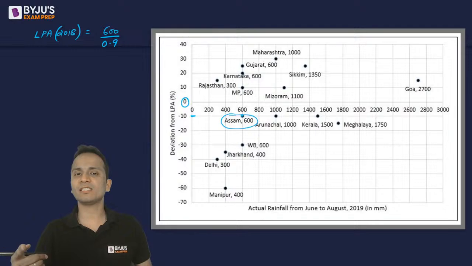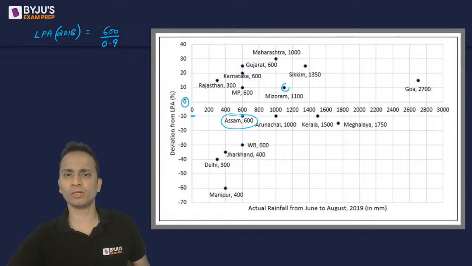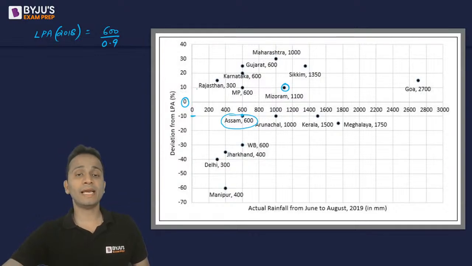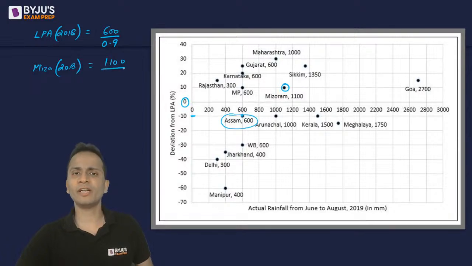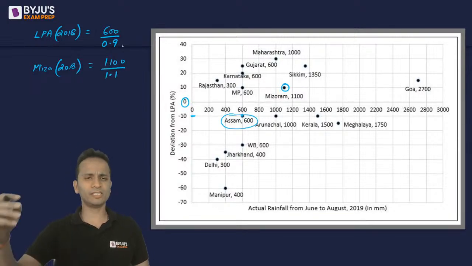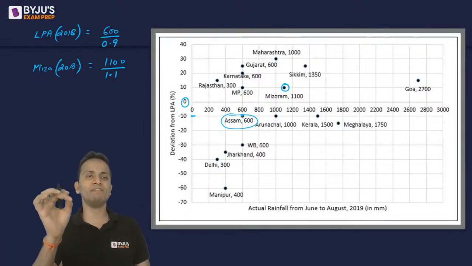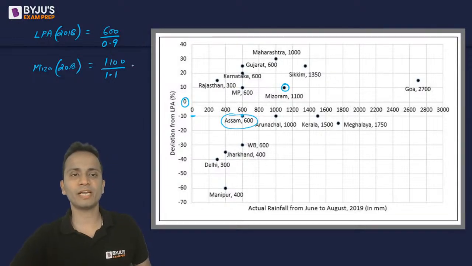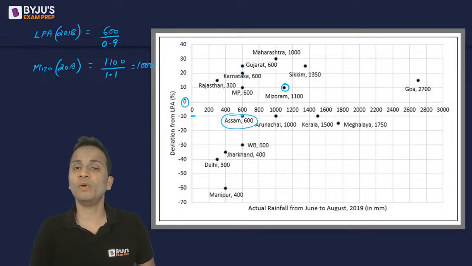Okay. Now let's look at one of the states which is above 0%. So look at Mizoram. For Mizoram, the deviation from LPA is 10%. So I can say that for Mizoram, the LPA of 2018 can be calculated by this 1100 divided by 1.1, since there is an increase in the value. So what will be the LPA of Mizoram? 1100 divided by 1.1, or you can write it as 1000. So the LPA of 2018 of Mizoram will be 1000.